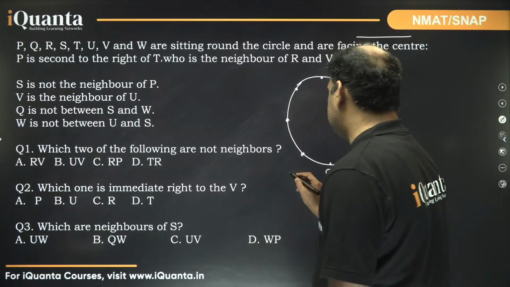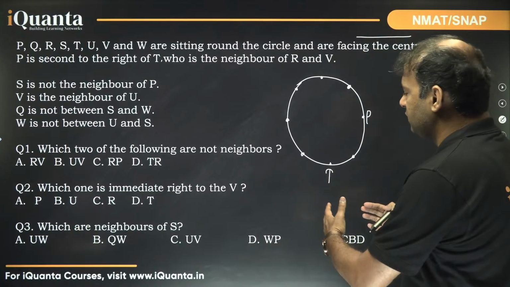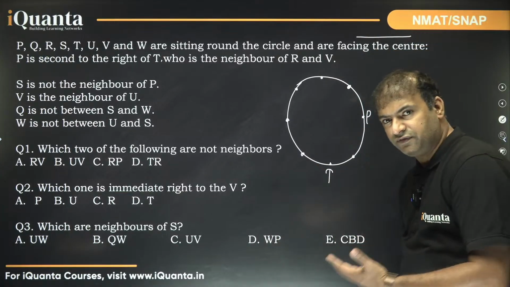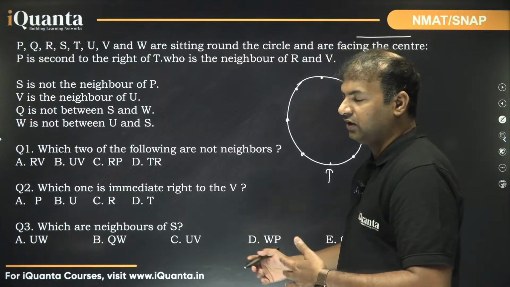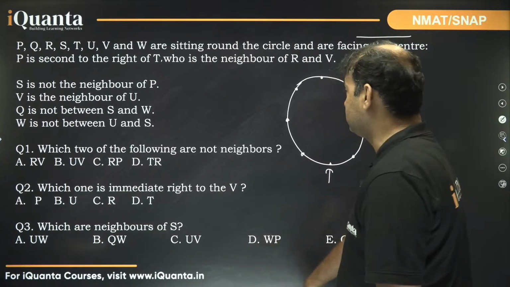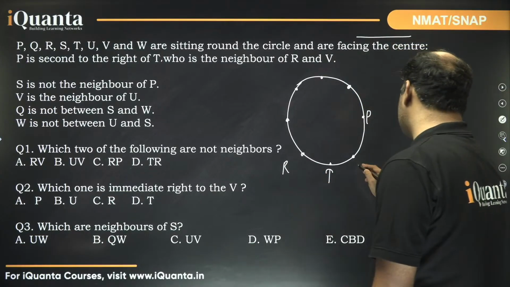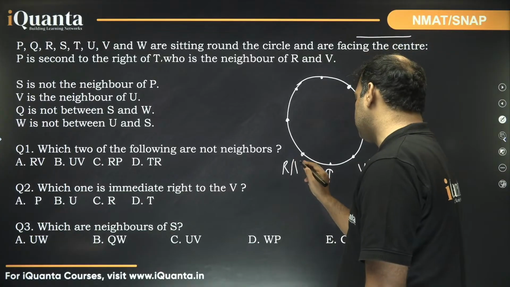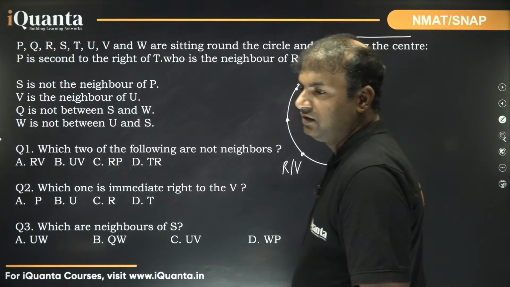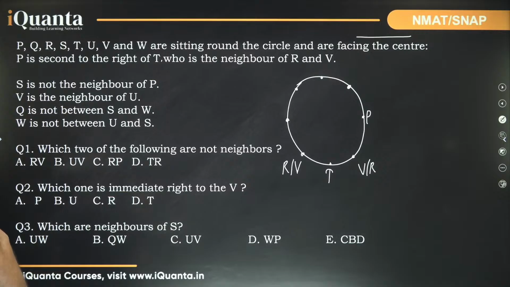So T is a neighbor of R and V, that means R and V both are immediate neighbors of T. But both the places are empty and we are not sure where R is going to sit and where V. So let us assume for a while that this is the place of R and this is for V. Or in the second case, this is R and this is V. Both the possibilities can be there. We are not sure about this, so we are drawing both the cases.